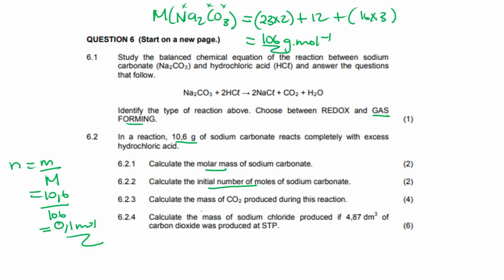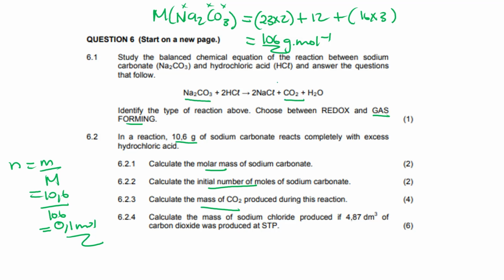Then they ask us to calculate the mass of carbon dioxide produced during this reaction. So we need the number of moles of carbon dioxide because we can easily find the molar mass to get the mass. So how can we get the number of moles? Let me show you something cool. We have a balanced reaction here, right? We look at sodium carbonate and we can look at carbon dioxide.